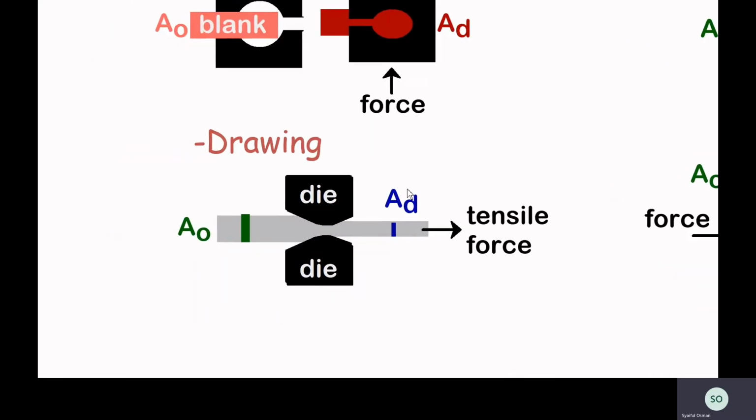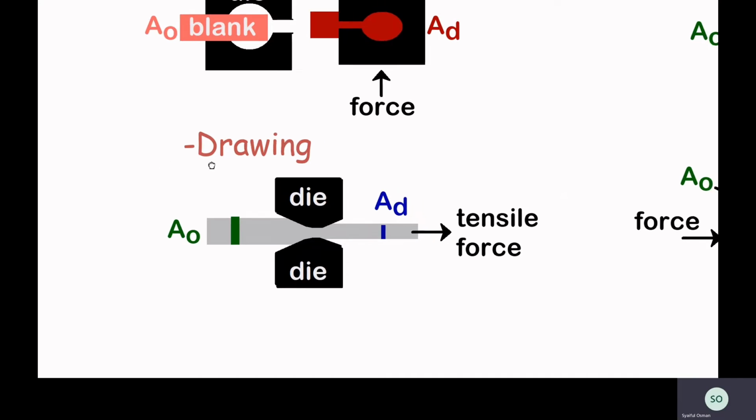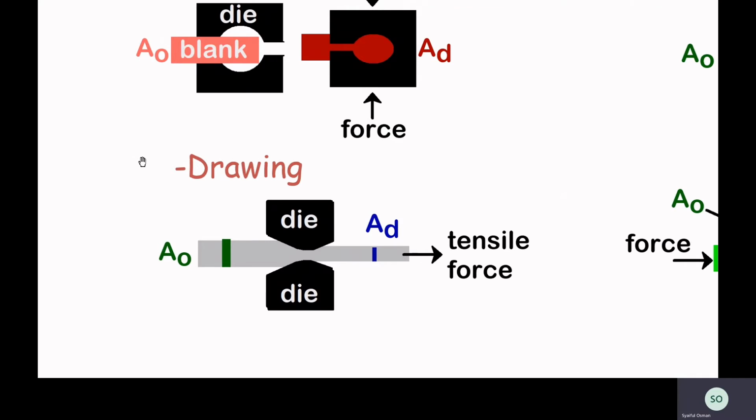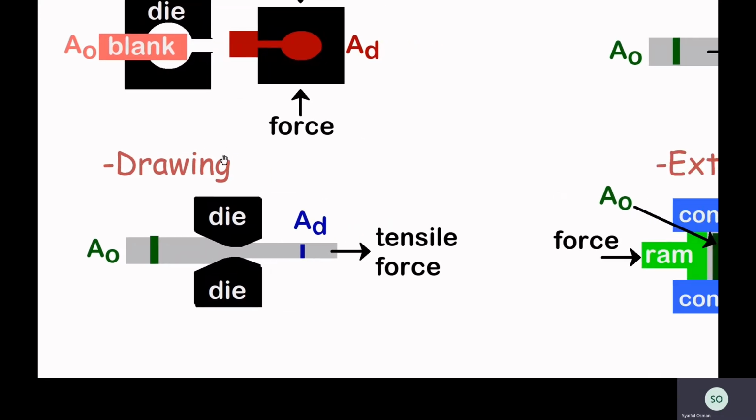Then we have the drawing process. Here you can see that the metallic rod is pulled through the die. This is done by forcing the work, or metallic rod, through a mold or die of a smaller cross-sectional area than the metallic rod. The process is quite similar to metal extrusion, except that the difference is in the application of force.